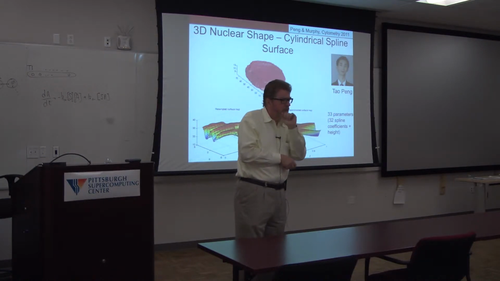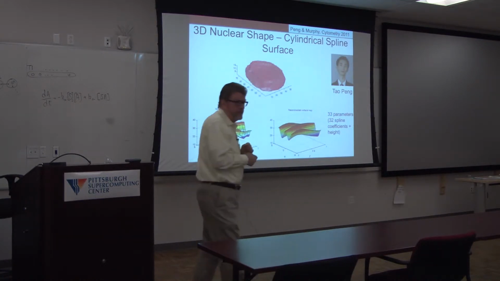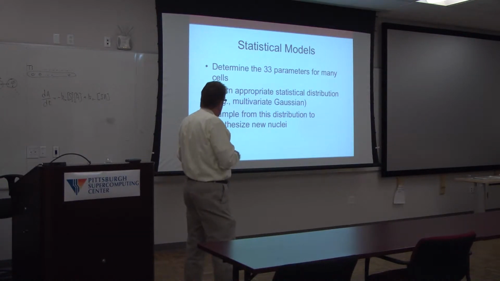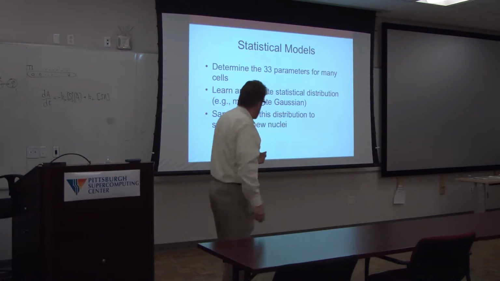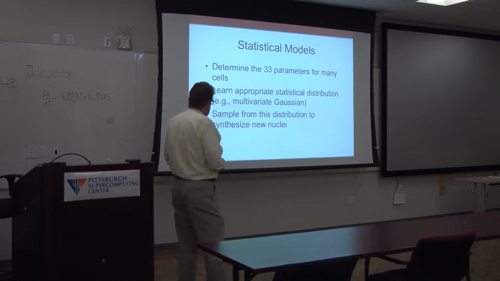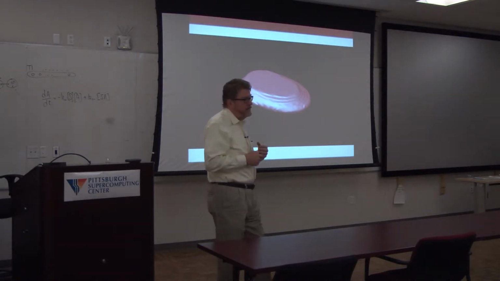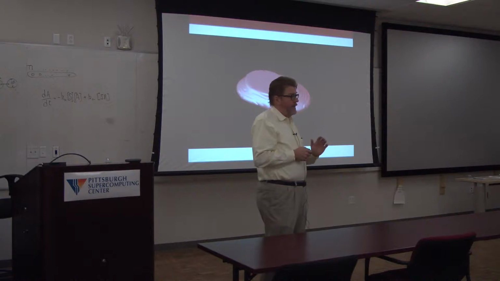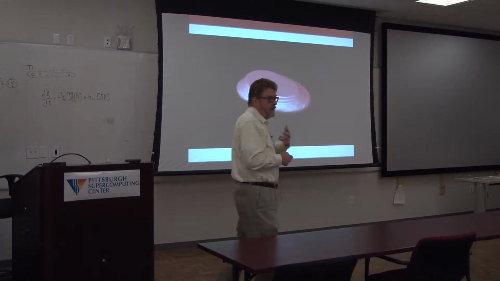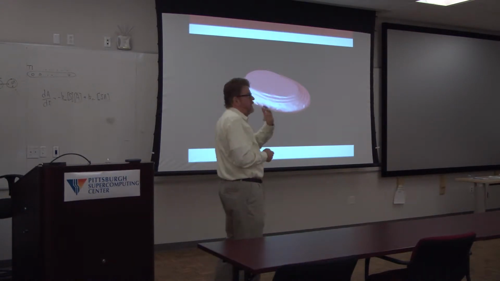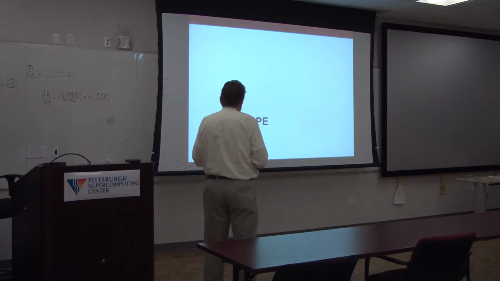Was there a question back there? No. Okay. And so we're going to take those 33 parameters and learn a statistical distribution. It turns out that a multivariate Gaussian does a pretty good job of capturing this. You can test that; we'll talk about that later. And then we sample from that, and we can synthesize new nuclei that represent the nucleus we learned. So there is our nuclear model. Now there are lots of different ways we can learn a nuclear model. That's just one of them.